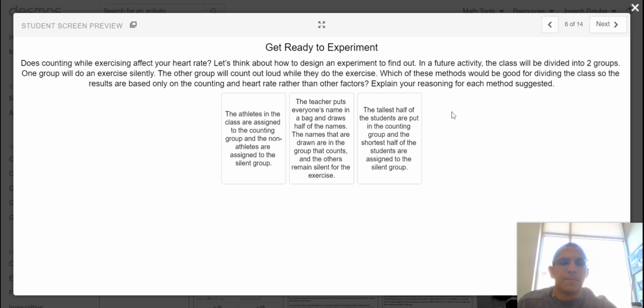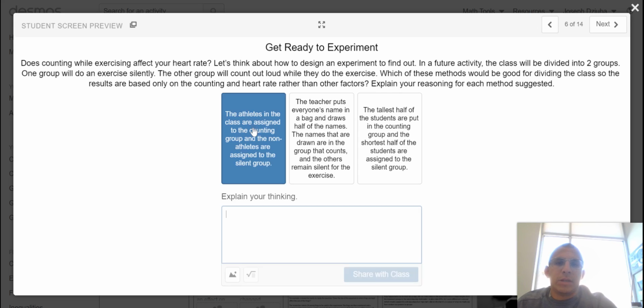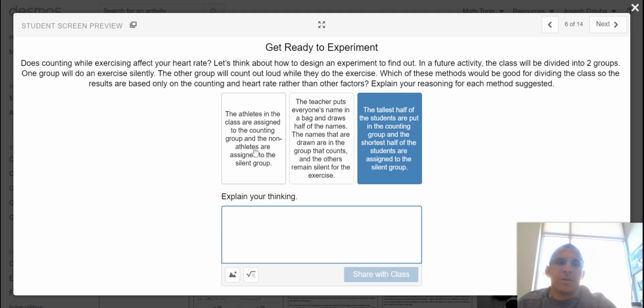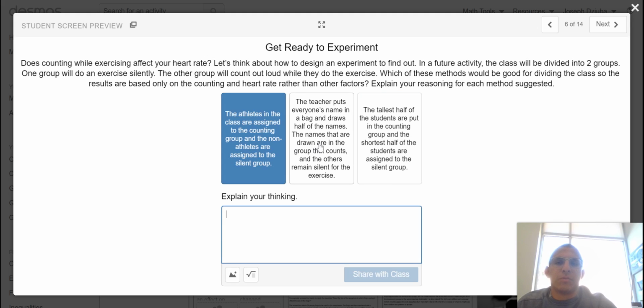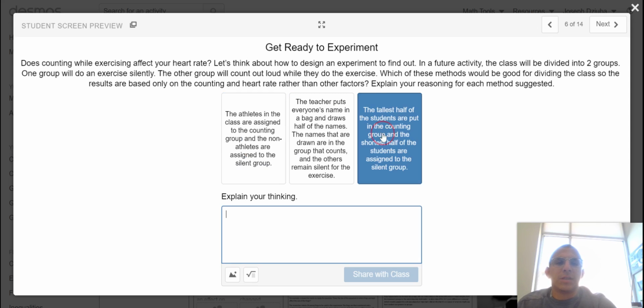All right. And in our final activity, this is going to set us up for the next couple of lessons where we're going to determine whether or not counting while exercise affects your heart rate. Here's a little breakdown of the data collection method. And I would like for you to identify which of the 3 methods would be good for dividing the class, so the results are based only on the counting and heart rate other than other factors. Whichever one you decide, make sure you explain your reasoning for that particular method.